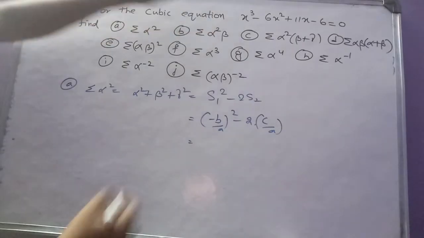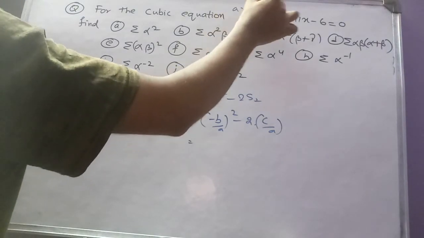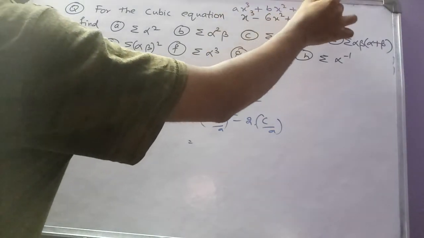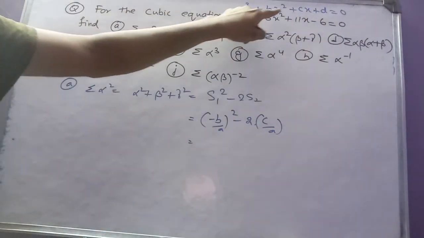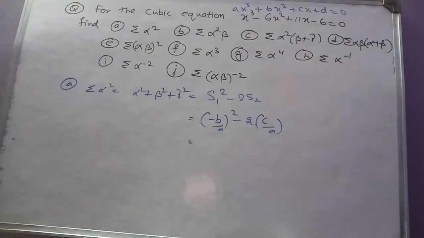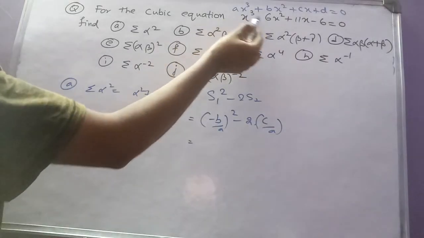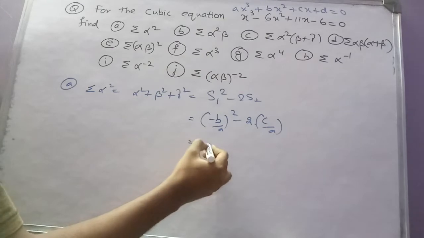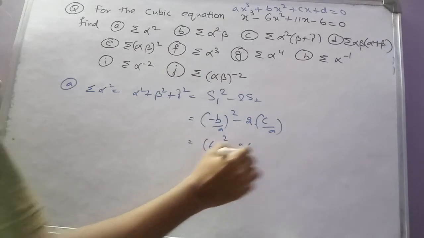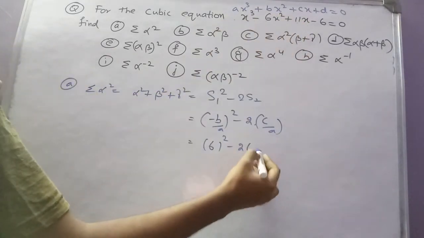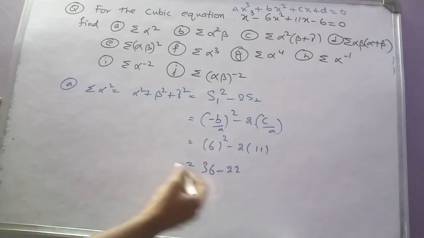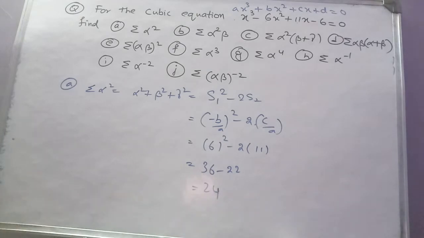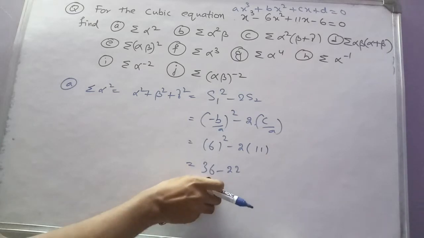For the cubic equation in the form ax cube plus bx square plus cx plus d equal to 0, by comparison, a is 1, b is minus 6, c is 11, d is minus 6. So minus b by a means minus of minus 6 by 1, you'll get plus 6. C by a means 11 by 1, you'll get 11. So what is it? 36 minus 22. So this is sigma alpha square. The value of sigma alpha square is, I'm sorry, it is not 24, it is 14.